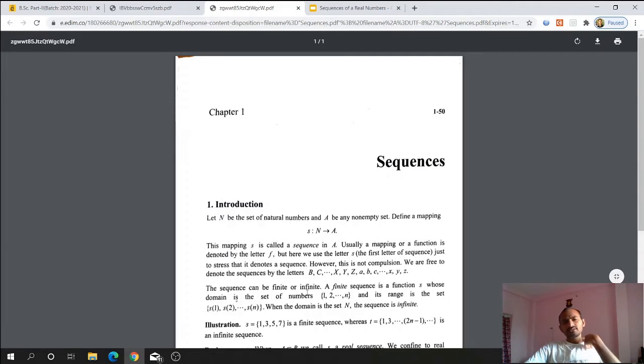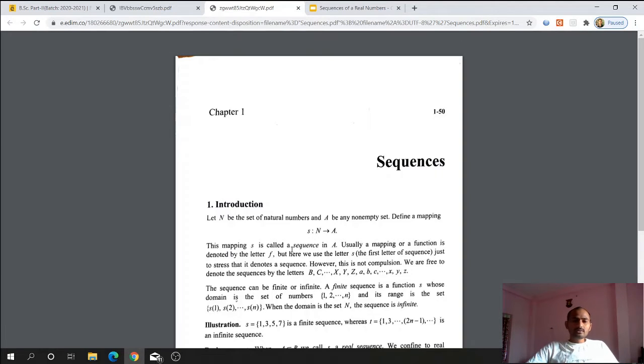So first we define what is a sequence. Friends, let's take the set of natural numbers and let's take another set, capital A, to be a non-empty set, and define a map S from the set of natural numbers to capital A. So this mapping S is called a sequence in A. I hope you understand the sequence in A.